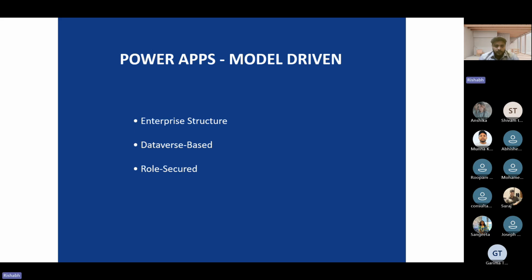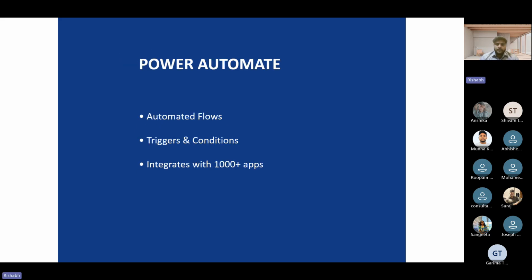And let's talk about Power Automate. Power Automate is the automation engine of Power Platform. You can create workflows like email alerts, approvals, notifications, and reminders. You can automate your tasks through system to system integration, and it also connects with 1000 services like SharePoint, Outlook, Teams, SQL, API. I already covered it.